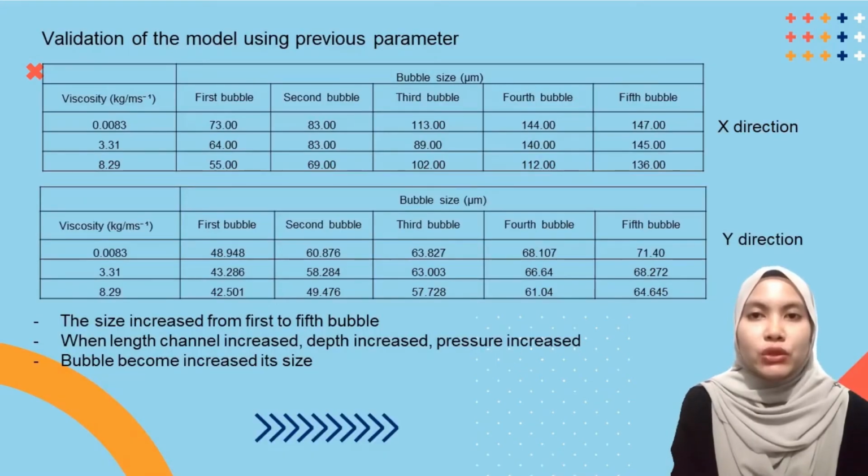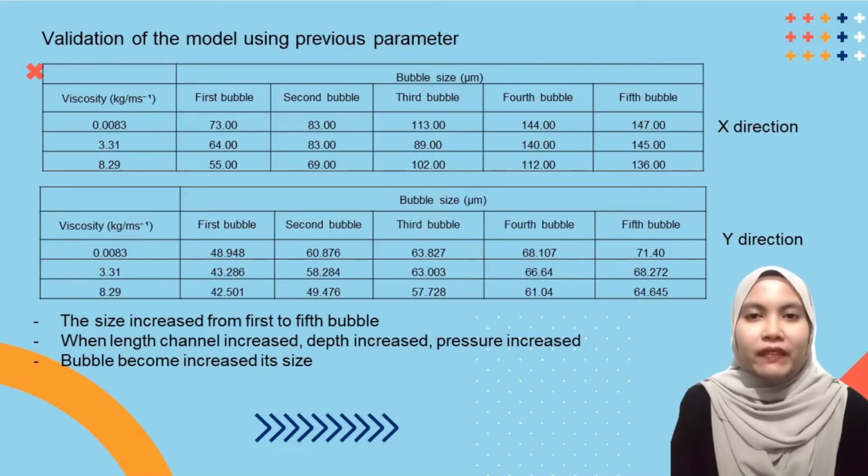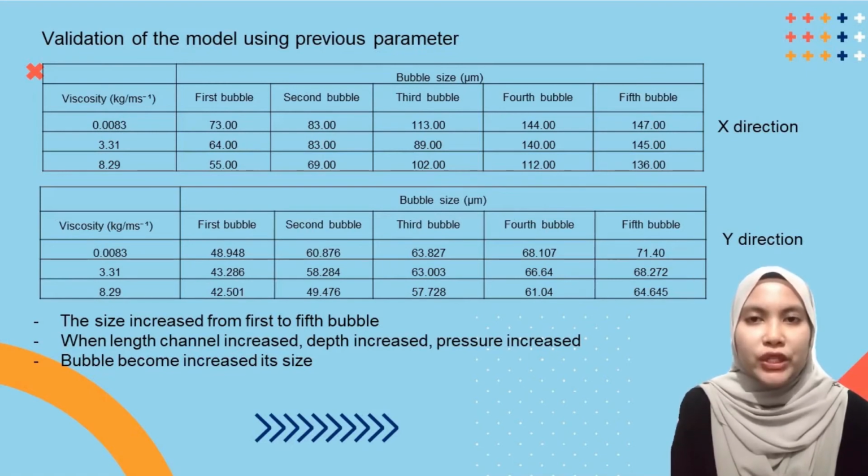The table shows the values that were used for validation to be compared with a previous study. In this part, the range of the bubble size is determined using 5 bubbles. From the first to the 5th bubble, the size increases in both directions. This is because the pressure on the liquid surface varies with depth. So, when the channel length increases, the depth increases and the pressure also increases. That causes the bubble to increase in size and volume.